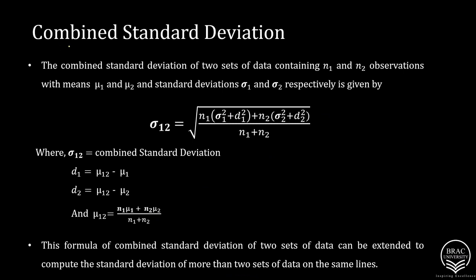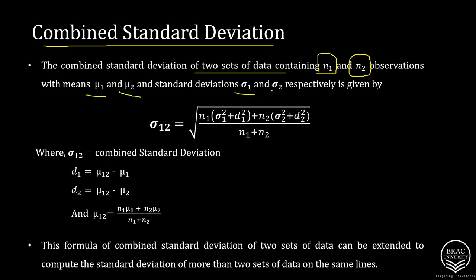Now we will learn about combined standard deviation. The combined standard deviation of two sets of data containing n1 and n2 observations, that is, the numbers of observations are different, with means mu1 and mu2, that is, the means are also different, and standard deviations are also different, the datasets are different.